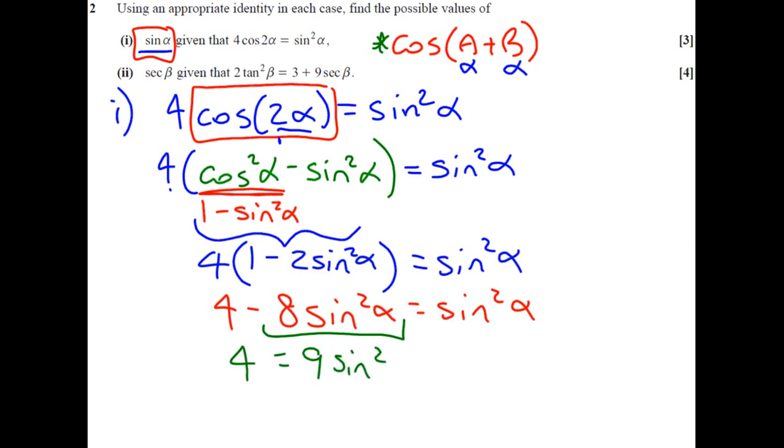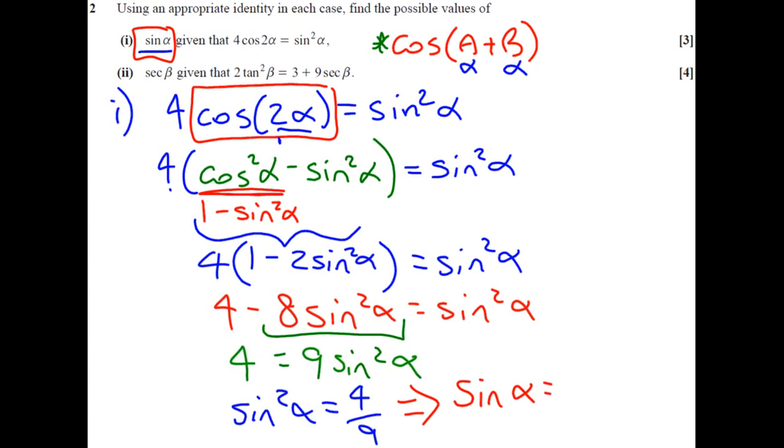Can you see 2 square numbers here? How lovely is that? Okay, now divide by 9 and we'll just swap sides. Sine squared alpha equals 4 over 9. Do not forget that when you square root, you want to do plus or minus. So sine alpha, by square rooting both sides, is the plus or minus version of 4 over 9.